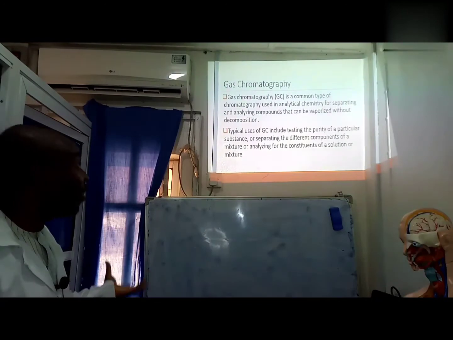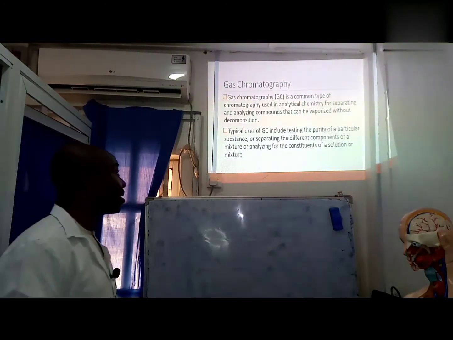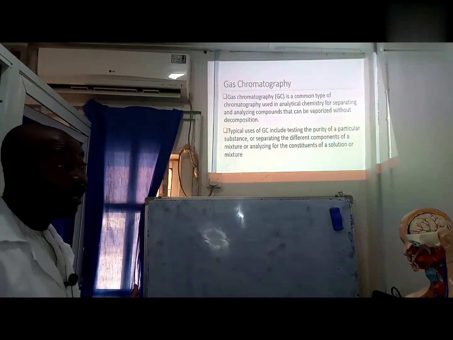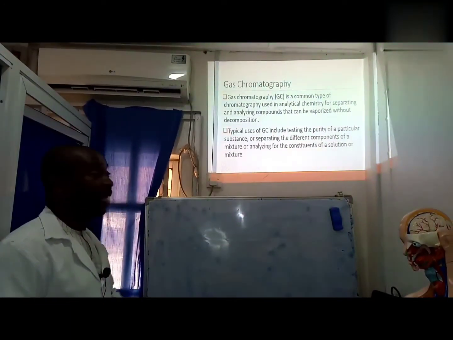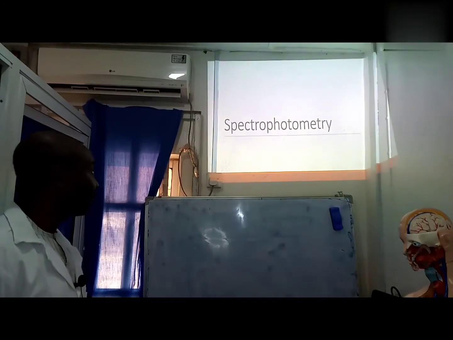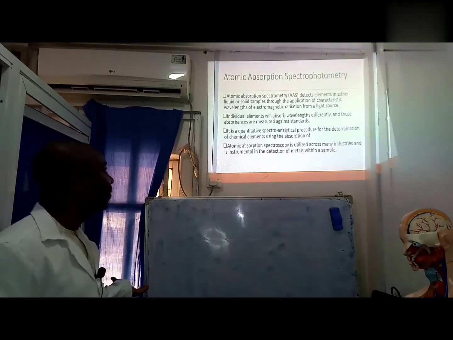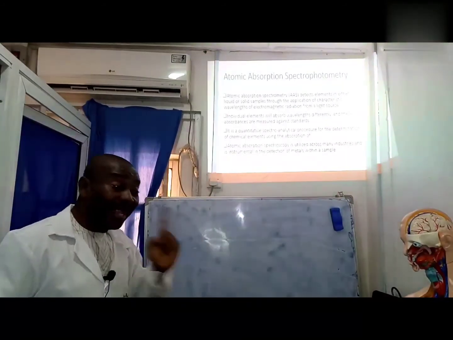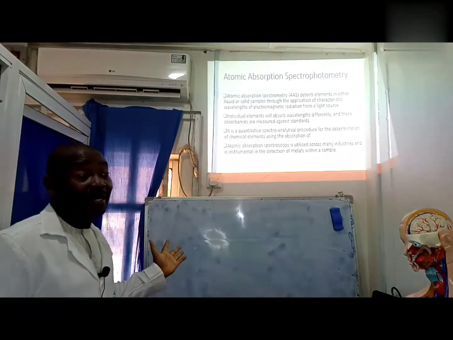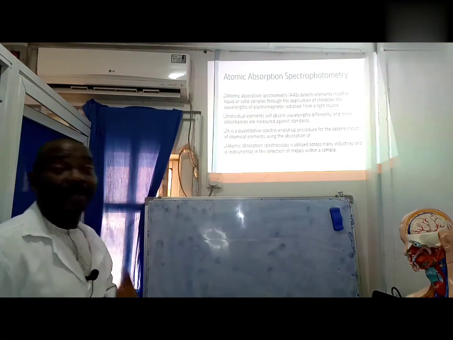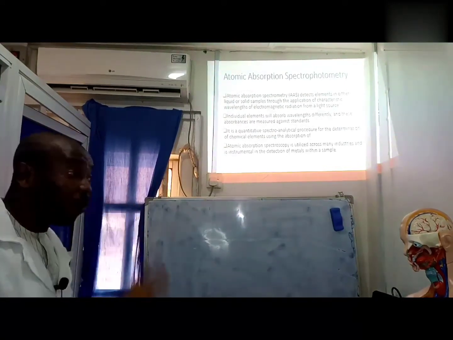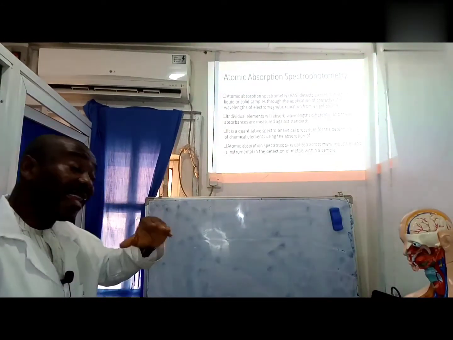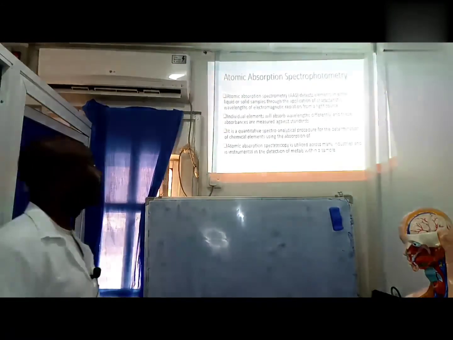GC is also very useful in water analysis, especially when we have some volatile organics as contaminants in the water. Atomic absorption spectrophotometry will help us detect all the elemental components, such as zinc, lead, mercury, arsenic, all of them that can be of great health risk, and they can be detected at their levels in parts per million.